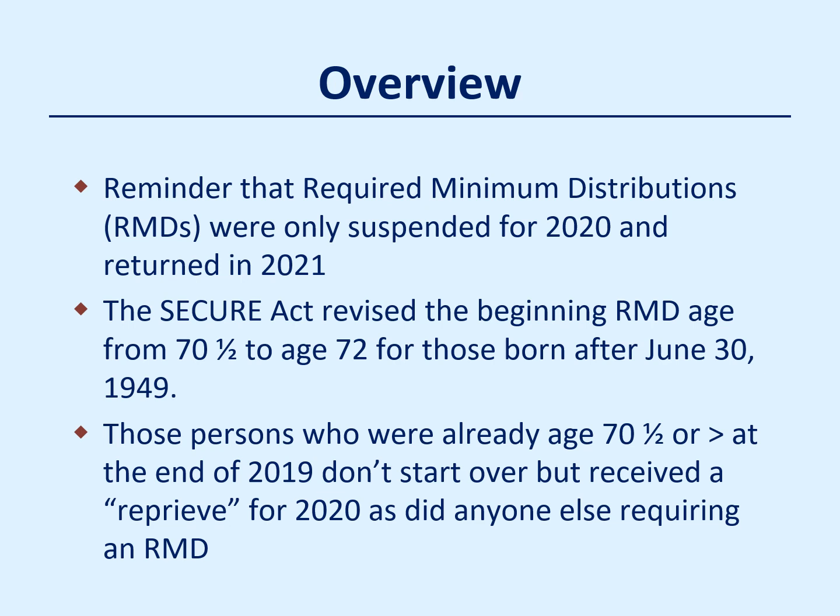So what do we mean by that? People who were already over age 70.5 or at 70.5 at the end of 2019 don't start over. So they don't go to age 72. They keep on taking their RMDs, but they also receive that reprieve for 2020, as did anyone else who was requiring an RMD. There were no RMD requirements in 2020.